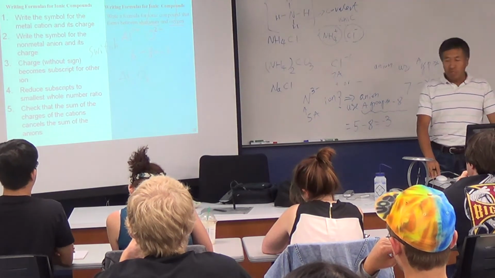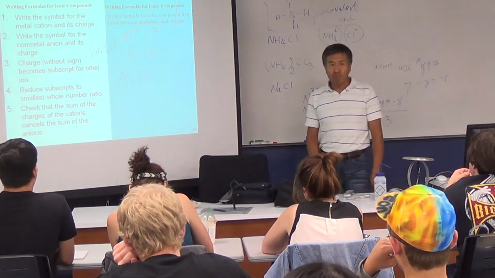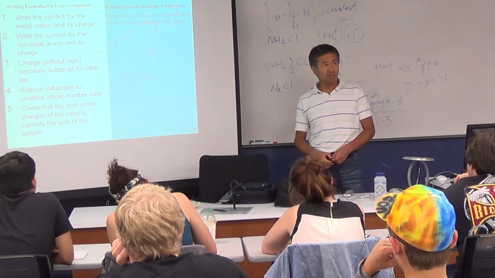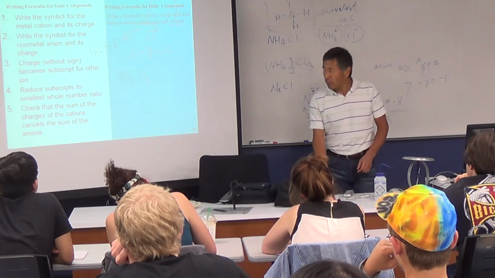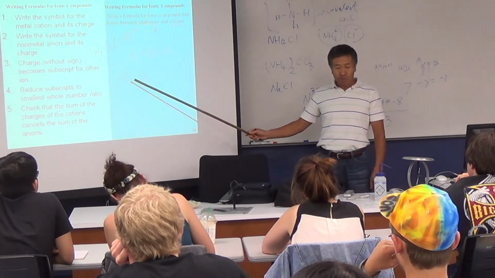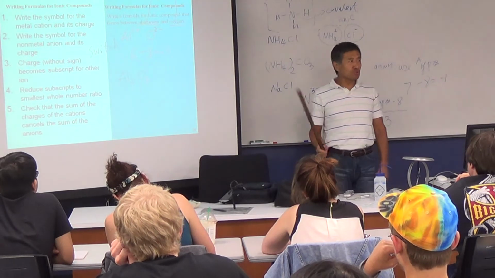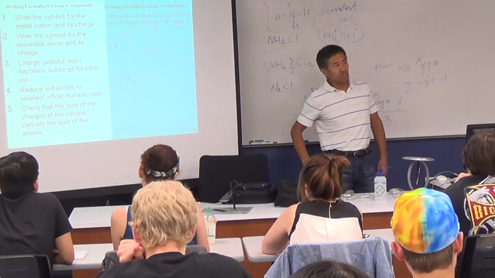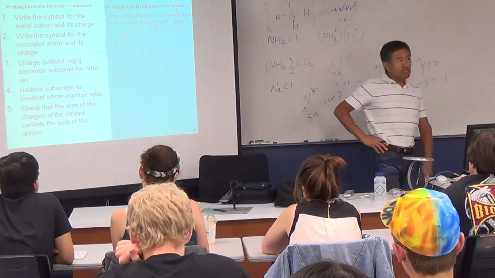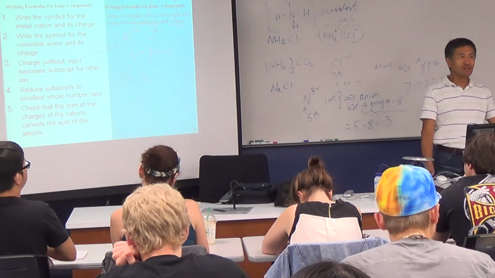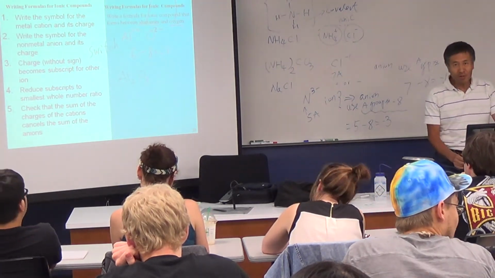Right? Step 4, step 5, you might not have to do anything, depending on whether you have to reduce or not. So step 4 is reduce. Reduce the number you get from switching. Which number do you get from switching? 2 and 3. Can you reduce 2 and 3 into a simpler ratio? Right. So therefore you have that.